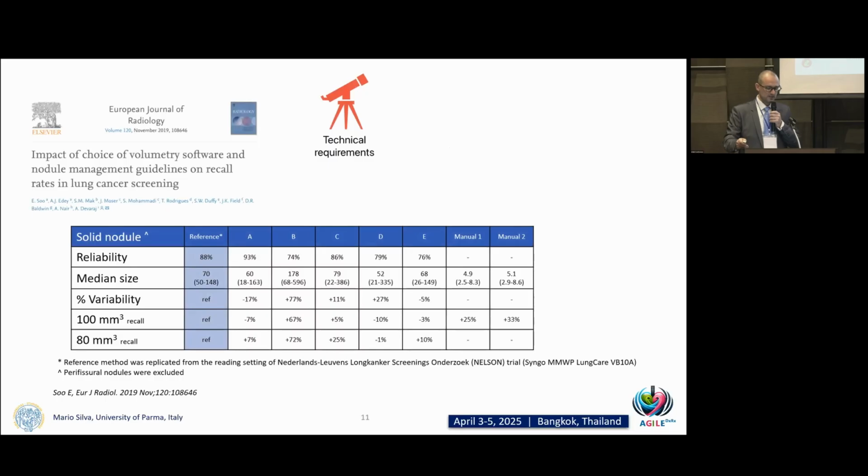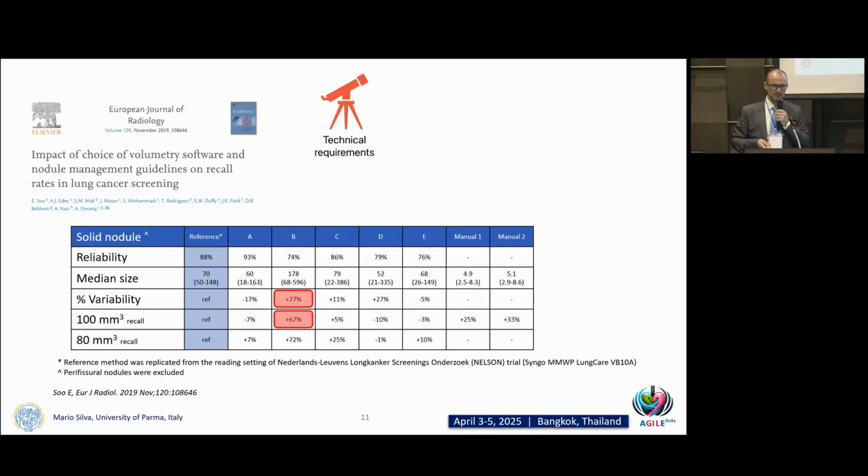Let's start with technical requirements. We talk about software. We should be talking about multiple software. We should be talking about multiple versions of the same software. And this is what's going on when you use different software. The variability in the measurement of a volume is indeed quite large.